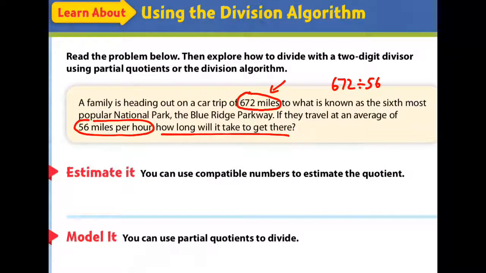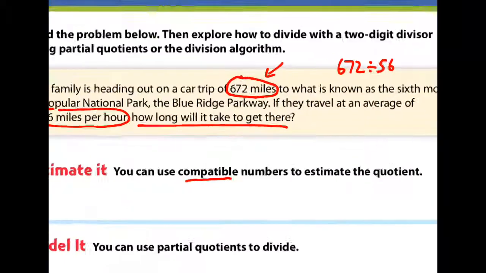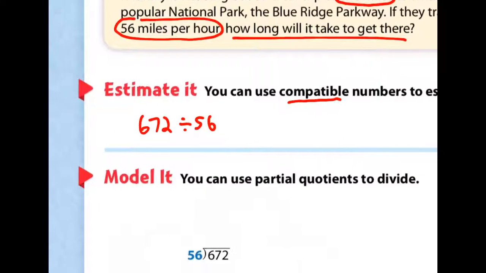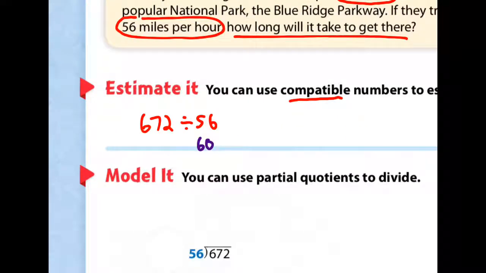Now, the first way we're going to explore is estimating. So this says you can use compatible numbers to estimate the quotient. So here's what they mean by compatible numbers. If I take 672 divided by 56, I can estimate this in different ways. So for example, one is maybe I make this 60. It's definitely a friendlier number. And if that's a 60, and I want to look at that 6 specifically, I could say 66 is really close to 67. So I'm going to make that 660.